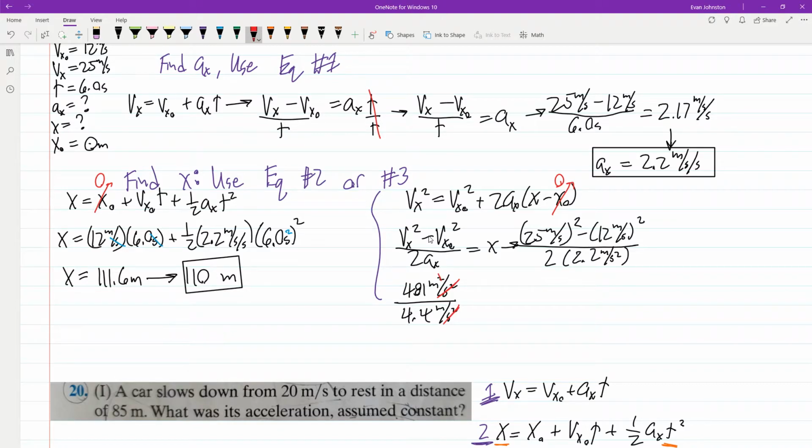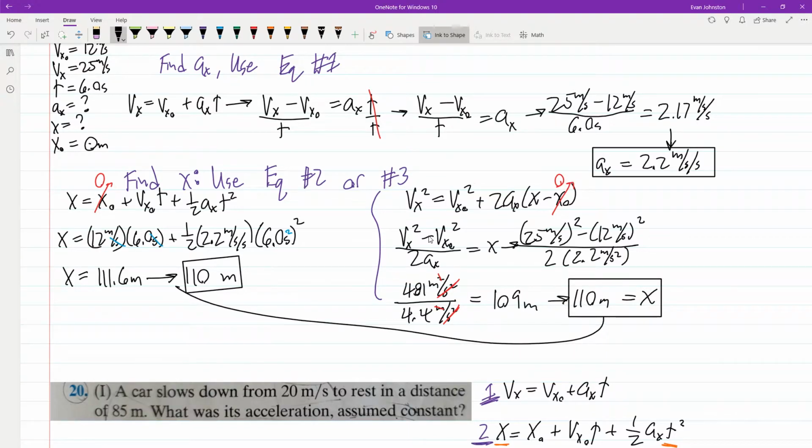Meters squared up top, that 1 goes away, and then a meters down here. And this ends up becoming 109 meters. But again, rounding for significant figures, because 4.4 has 2 in it. Well, now I get 110 meters is x. Kind of wild that doing it a totally different way, we get the same answer on both sides, right?